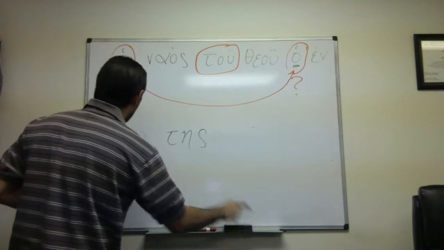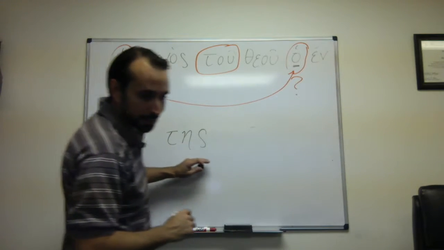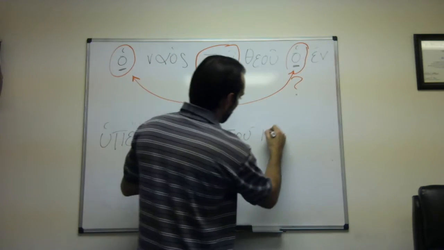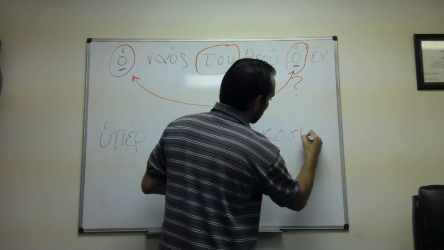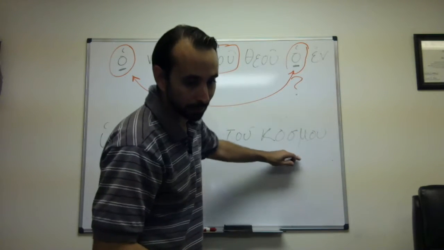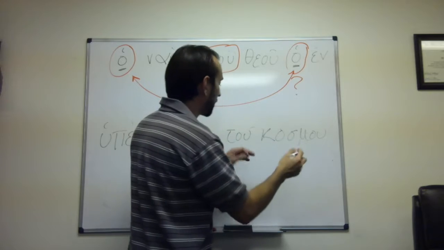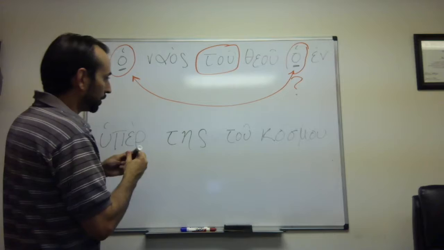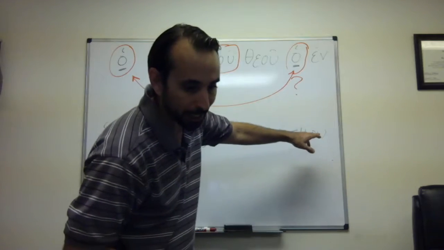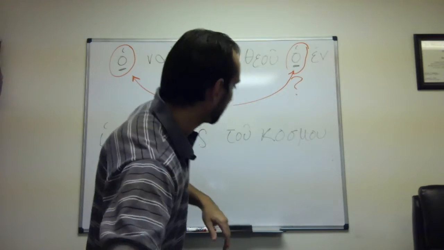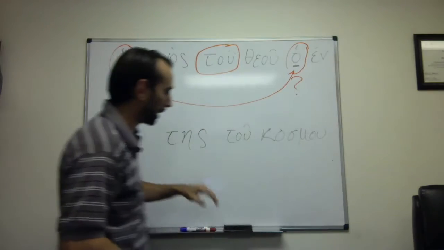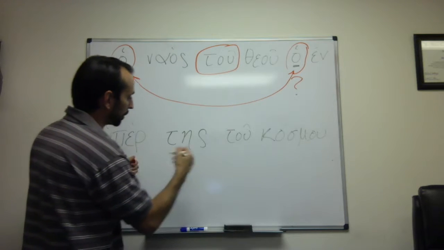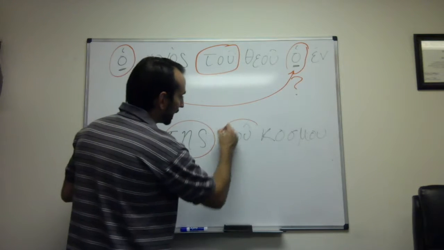Put the article in the wrong way all the time. Huper, tes, and then you've got tu kosmu, right? So that's the cosmos. So tu kosmu. So notice what's happening here. And then there's another word after that, zoes, which is life. I ran out of space, but zoes, which is life. But I want you to see something here. So you learn your preposition, right? So that's a preposition. Here you have a noun, and here you have a second noun.